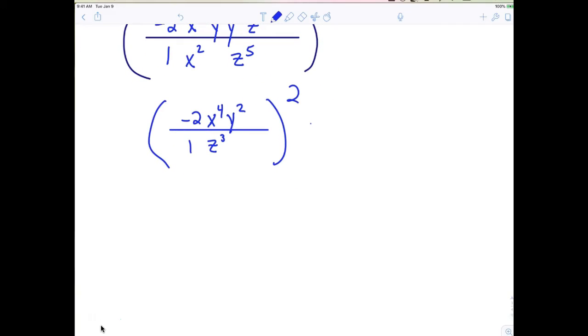All right, now I get to the final step where we have to square. So when I square, what's negative 2 squared? 4. What's x to the 4th squared? X to the 8th. Y squared squared, y to the 4th over 1z to the 6th.